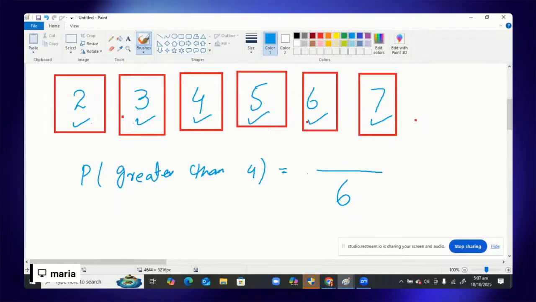How many cards are greater than 4? Tell me how many cards are greater than 4? Only 3 cards. Which ones? 5, 6, and 7. So you put 3 on the top. Very well done, everyone. So what is the answer of 3 by 6? 3 times 1 is 3, 3 times 2 is 6. So the answer is 1 by 2.